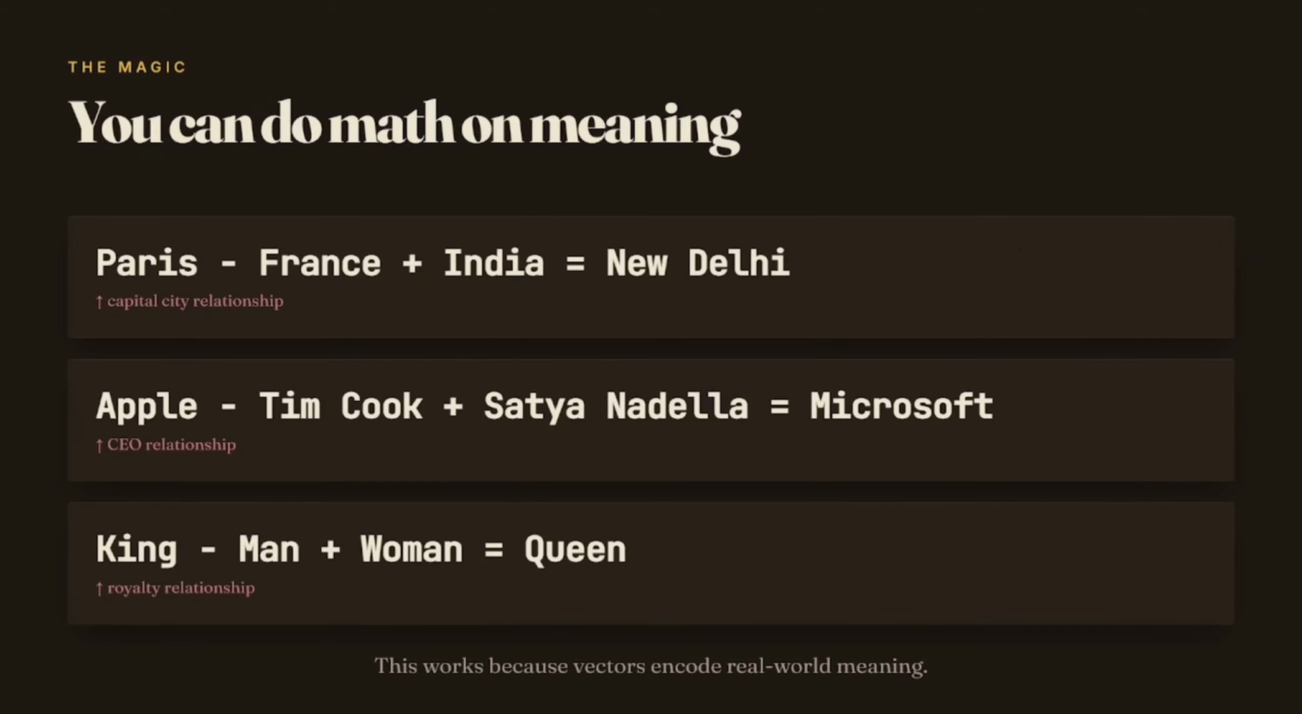This is powerful enough to do arithmetic on words. A famous example is Paris minus France plus India is equal to Delhi, or Apple minus Tim Cook plus Satya Nadella is equal to Microsoft. The math works because the vectors encode meaning.